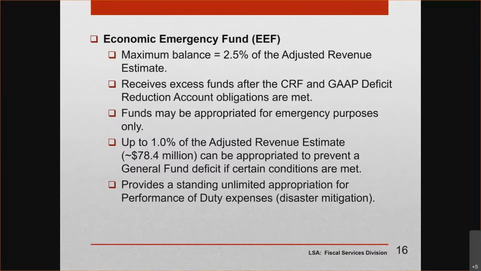The Executive Council is made up of the executive branch elected officials, which would be the governor, Treasurer of State, Secretary of State, the Auditor of State, and Secretary of Agriculture. And then the Attorney General provides the legal counsel for the Executive Council. And then lastly, all interest earnings in the Economic Emergency Fund are also transferred to the Rebuild Iowa Infrastructure Fund, just like the Cash Reserve Fund interest.